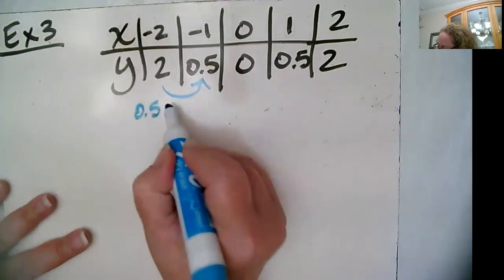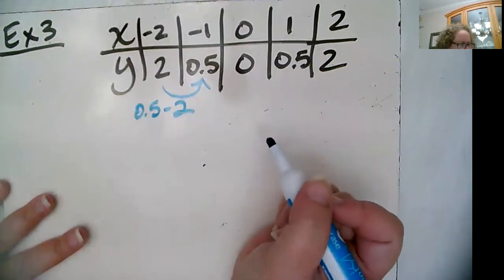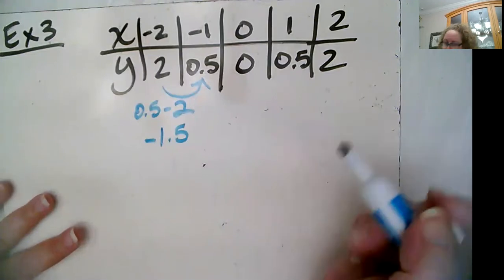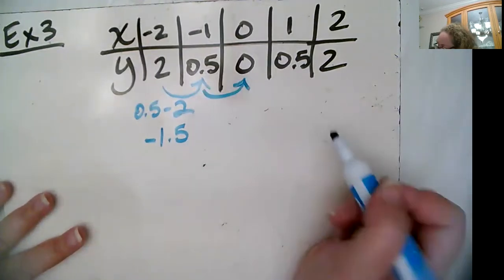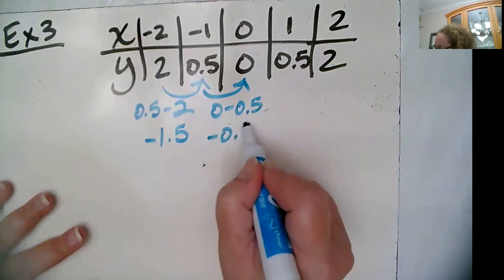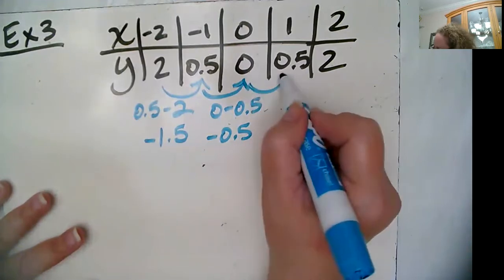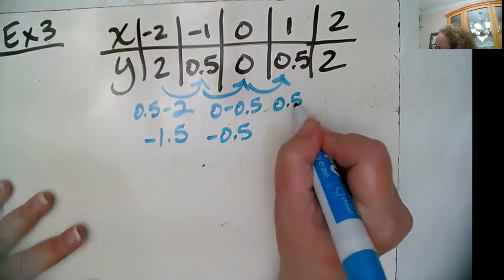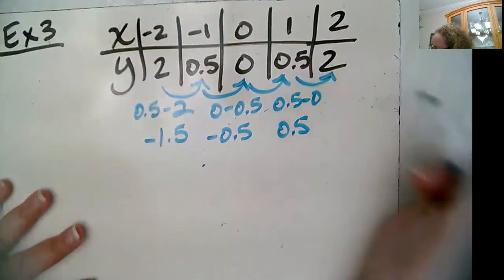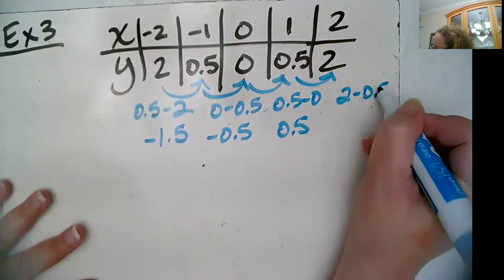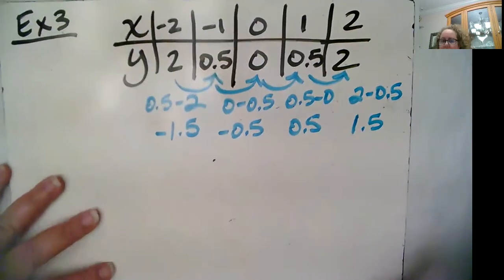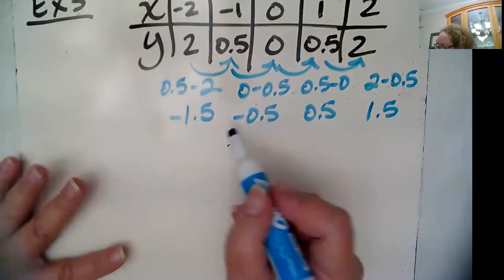So 0.5 minus 2, and we get a negative 1.5. Then from here to here, 0 minus 0.5, and we get negative 0.5. From here to here, 0.5 minus 0, and we get 0.5. And then from here to here, 2 minus 0.5, and we get a positive 1.5. So it definitely looks like a pattern. So now we're going to do our second difference.